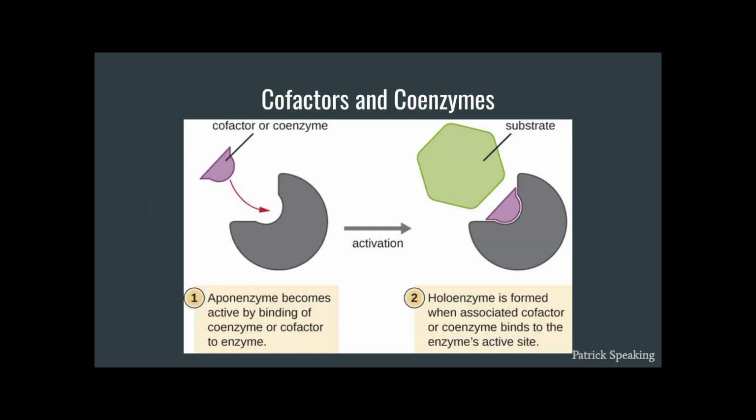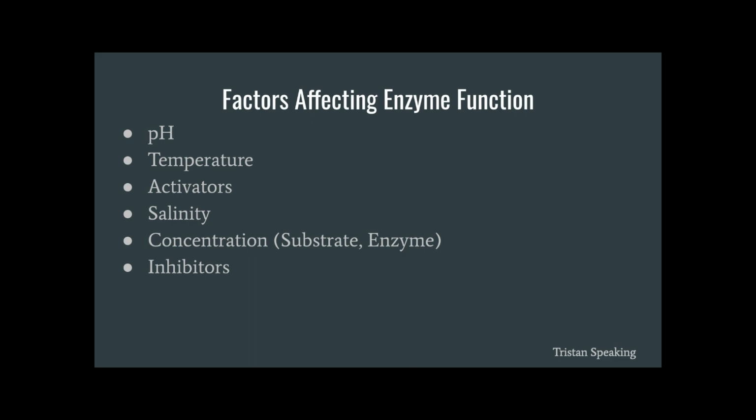Some enzymes require additional molecules called coenzymes or cofactors to properly activate and bind to a substrate or catalyze a reaction. Cofactors are usually a metal ion, and coenzymes are other small organic molecules. The following are certain factors that influence how enzymes function and include pH level, temperature, activators, salinity, substrate concentration, enzyme concentration, and inhibitors.